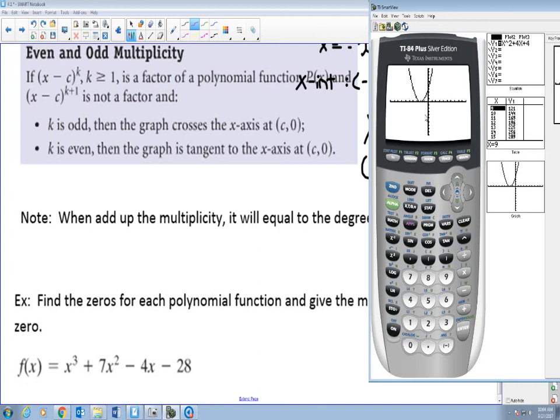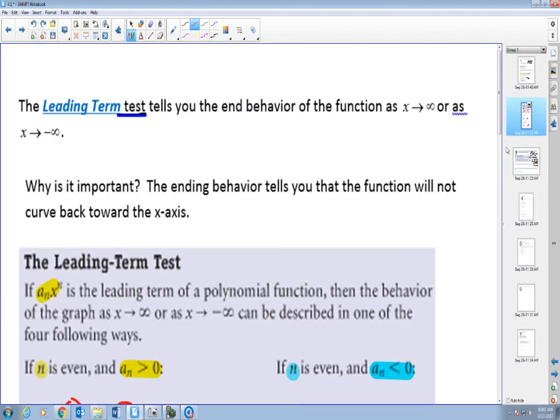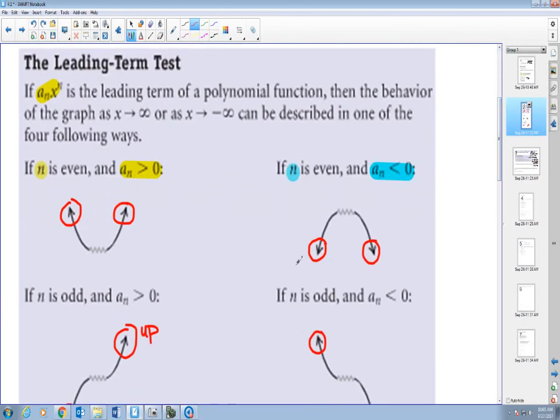And it matters, because if my parabola crossed it, then it could potentially cross back to the x-axis again. So would it cross back or would it not cross back? And that's where the leading term test comes in. It ensures that once your y value is going up or down, it's not going to curve back towards the x-axis.